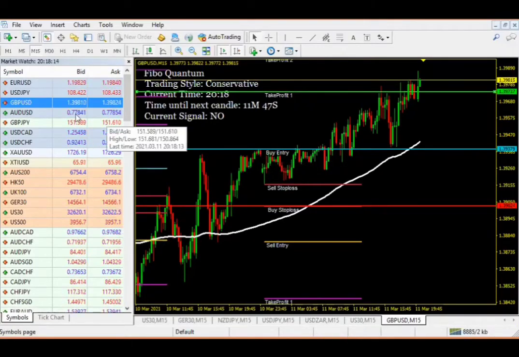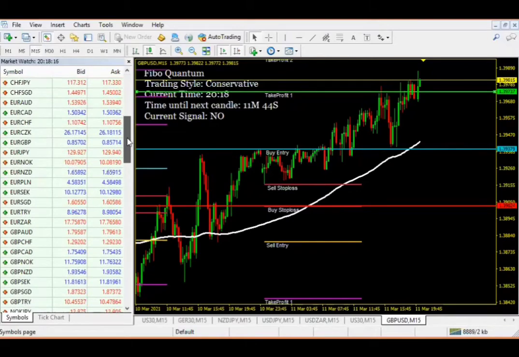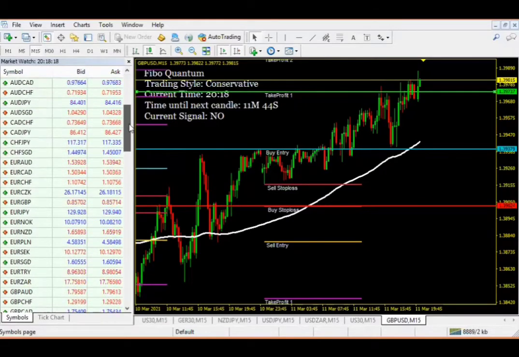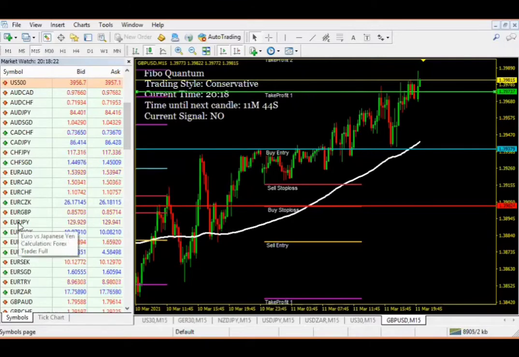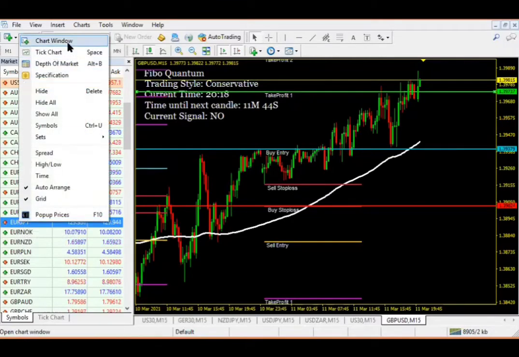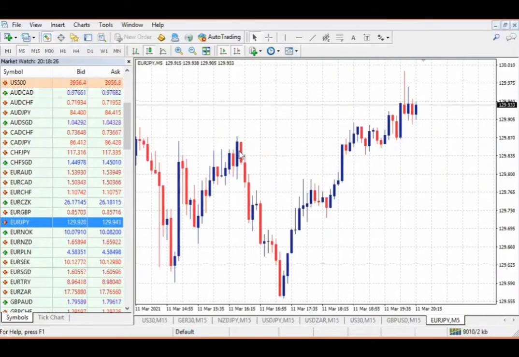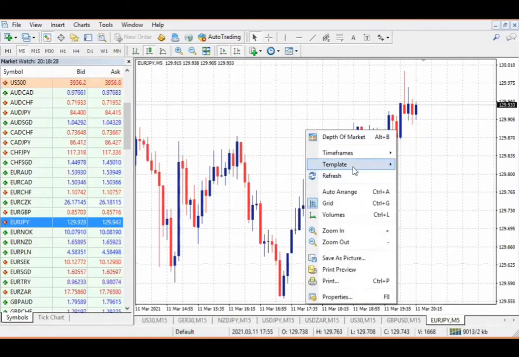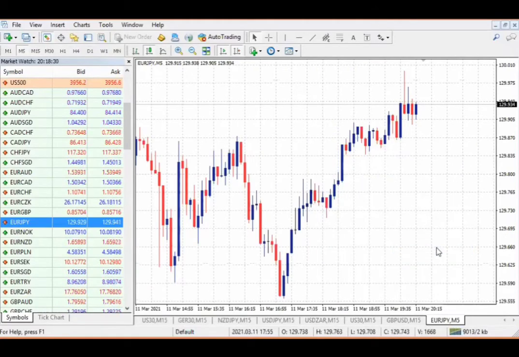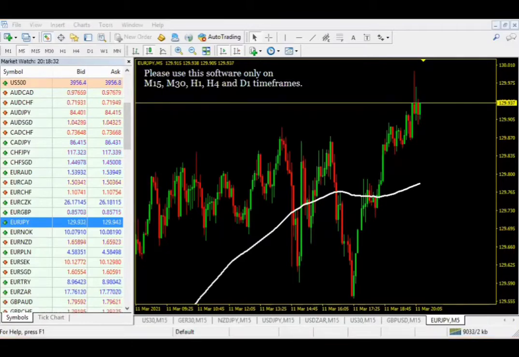All right, let's have another example of how to open it. Let's look at Euro JPY. I can't see it anymore. Euro JPY, right click on that chart window, right click on the chart, templates, Fibonacci Quantum 100, and flip to the 15-minute.